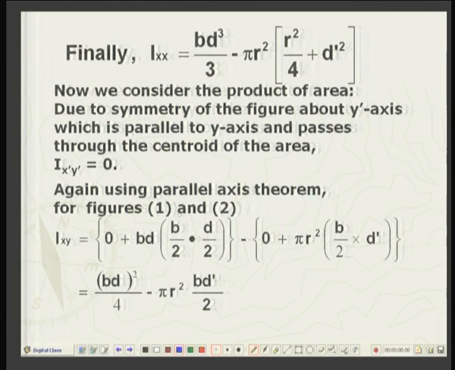b into d into the location of the centroid. So, this is the contribution of the rectangle, this is the contribution of the circle. So, finally, we have this is b by 2 minus d by 2. Okay. So, this is I xy, the product of area about the centroid.